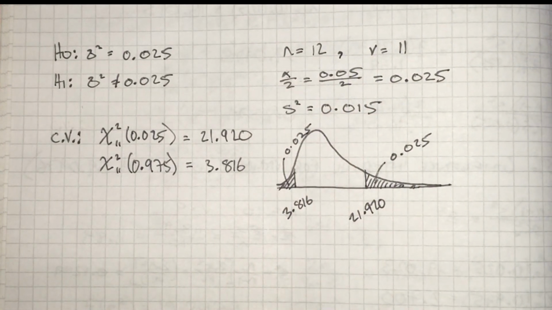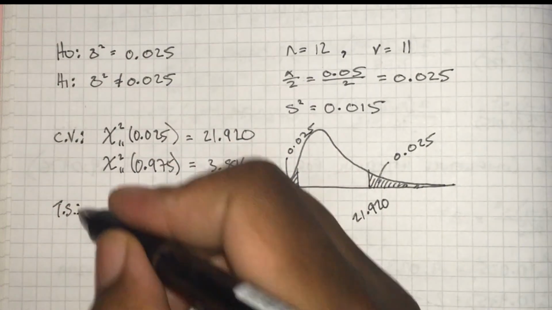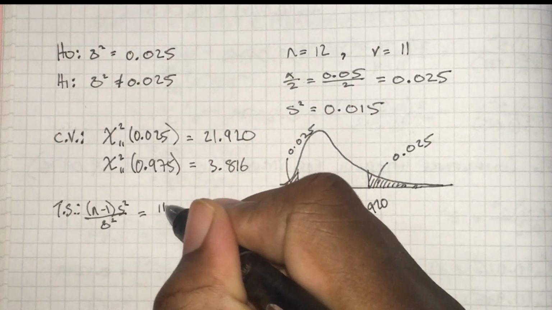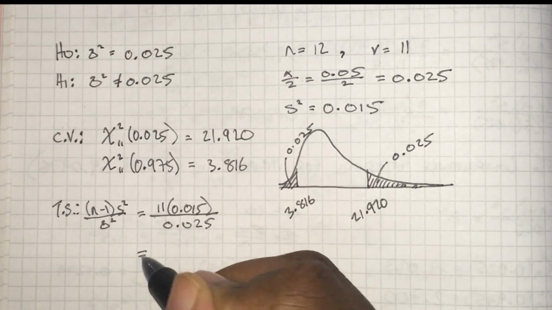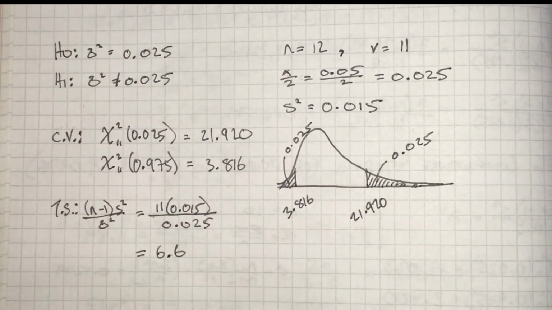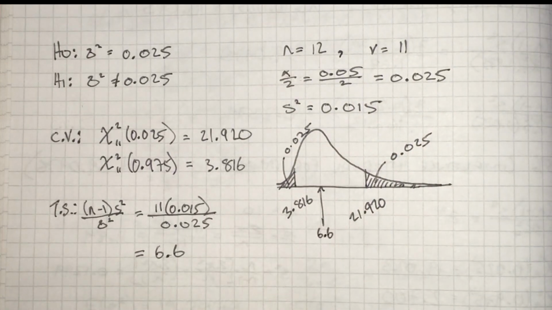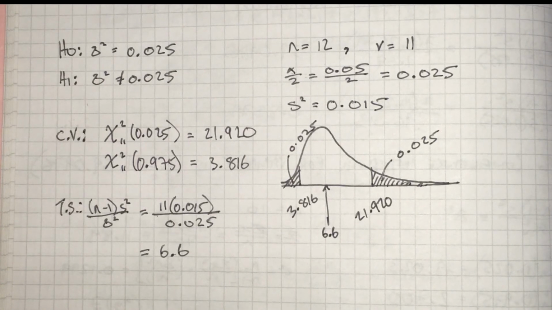n minus 1, that's 11, multiplied by s squared, all divided by sigma squared, 0.025. Our test statistic in this case is 6.6. Alright, 6.6 is right here. 6.6 is in the acceptance region. We do not have enough evidence to reject H0.